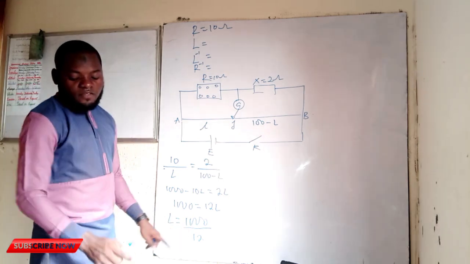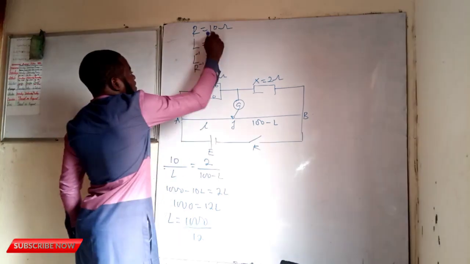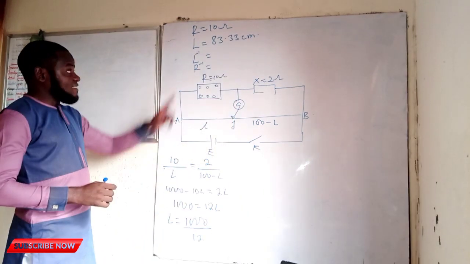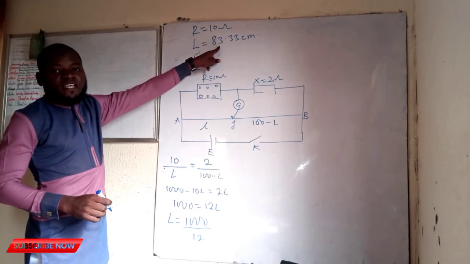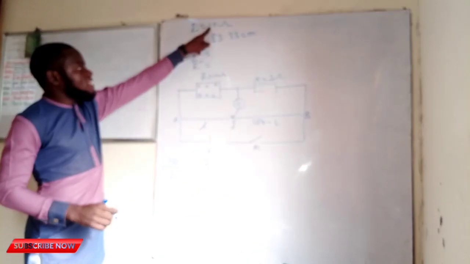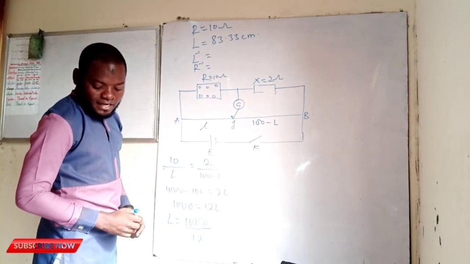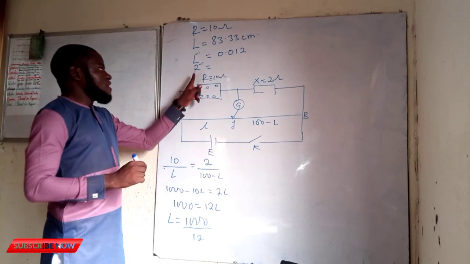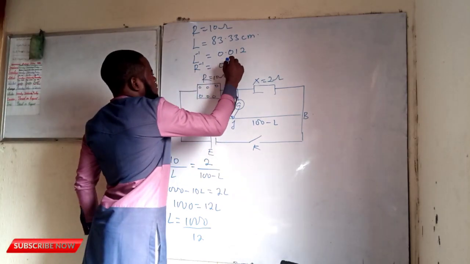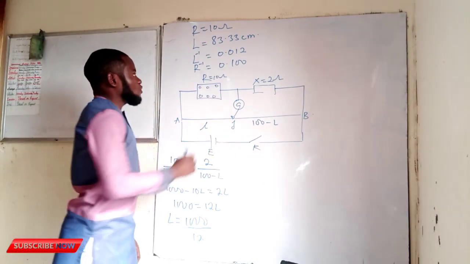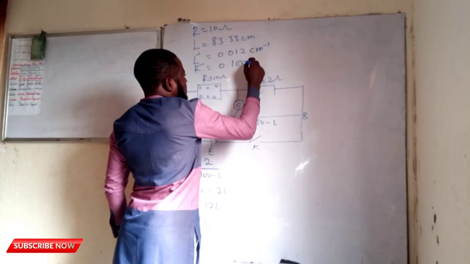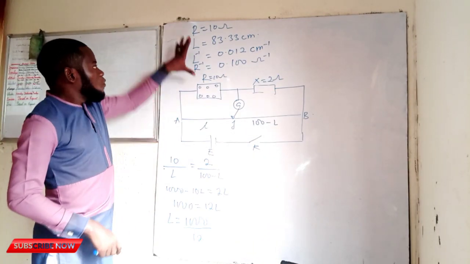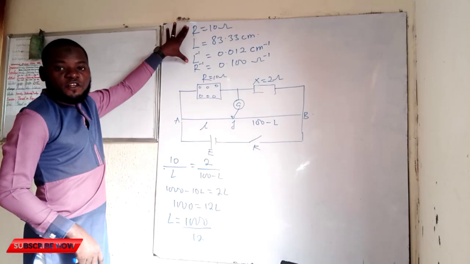So when we take 1000 divided by 12, our result is going to be 83.33 centimeter. So that's the length. Now take the reciprocal of this, that is 1 all over this. When you take 1 all over this, your result is 0.012. And when you take the reciprocal of this, your result is 0.100. So this one is going to be per centimeter, and this one will be per ohms. Are we together? So we've gotten the value for the first reading now.